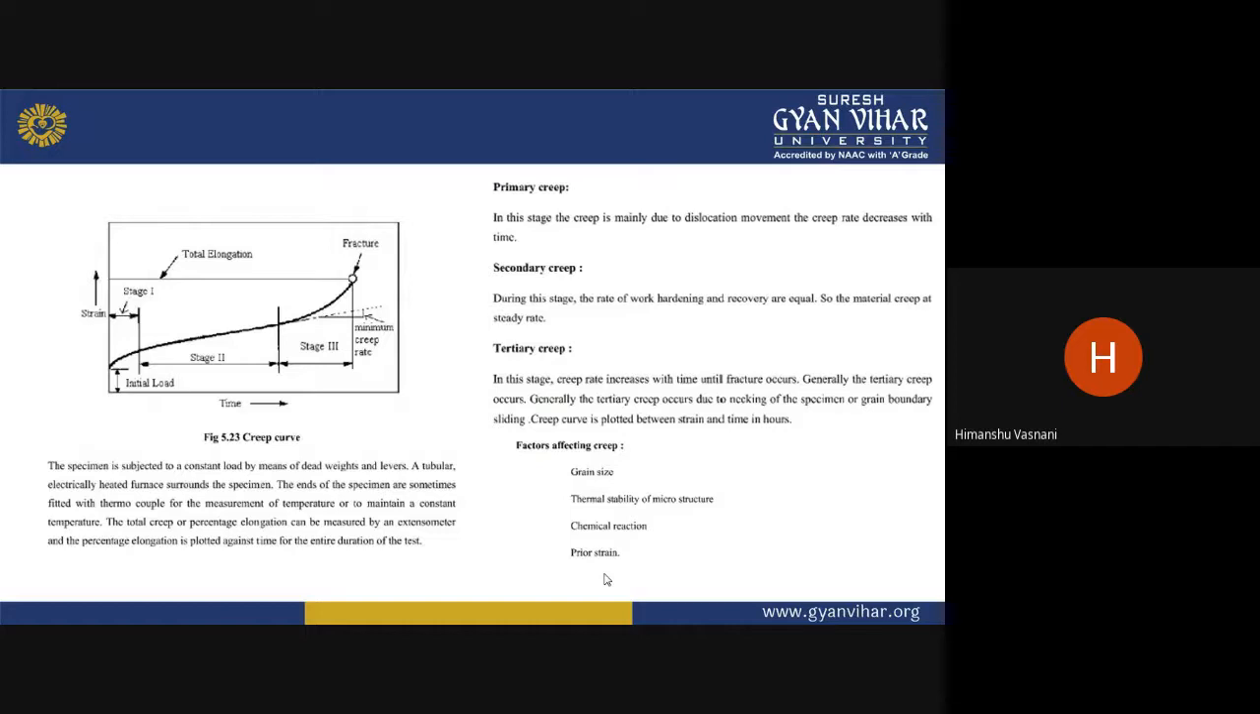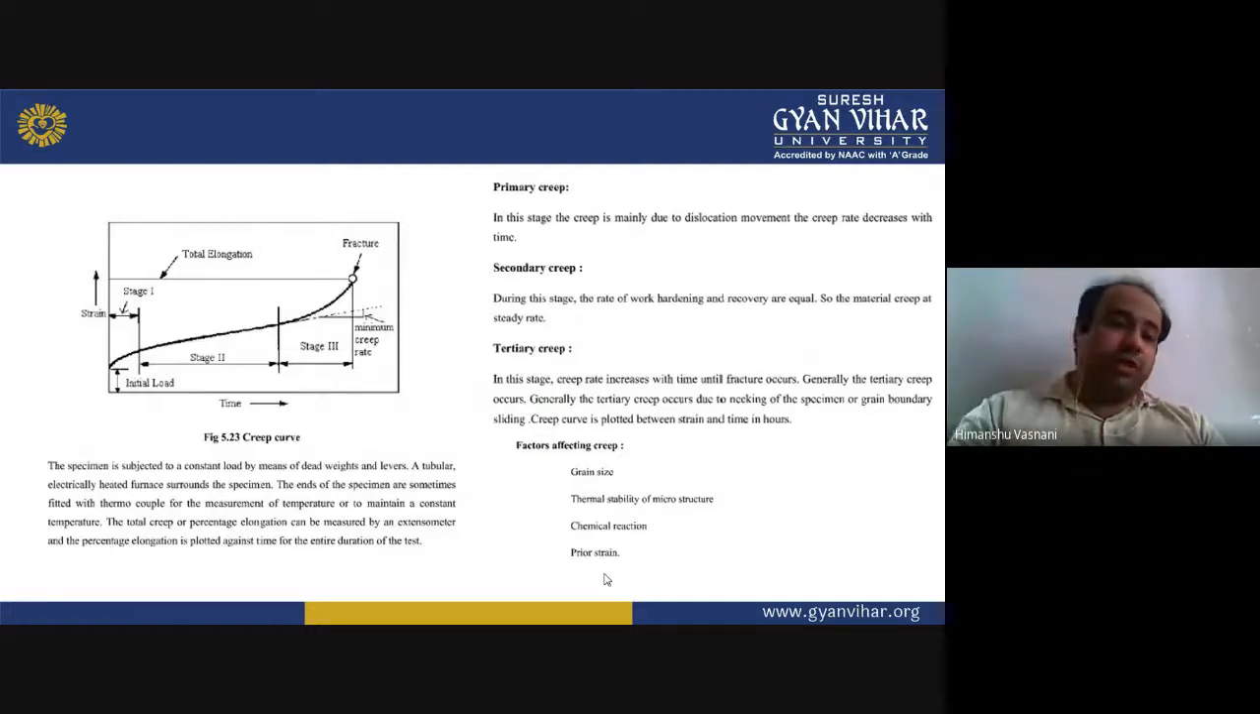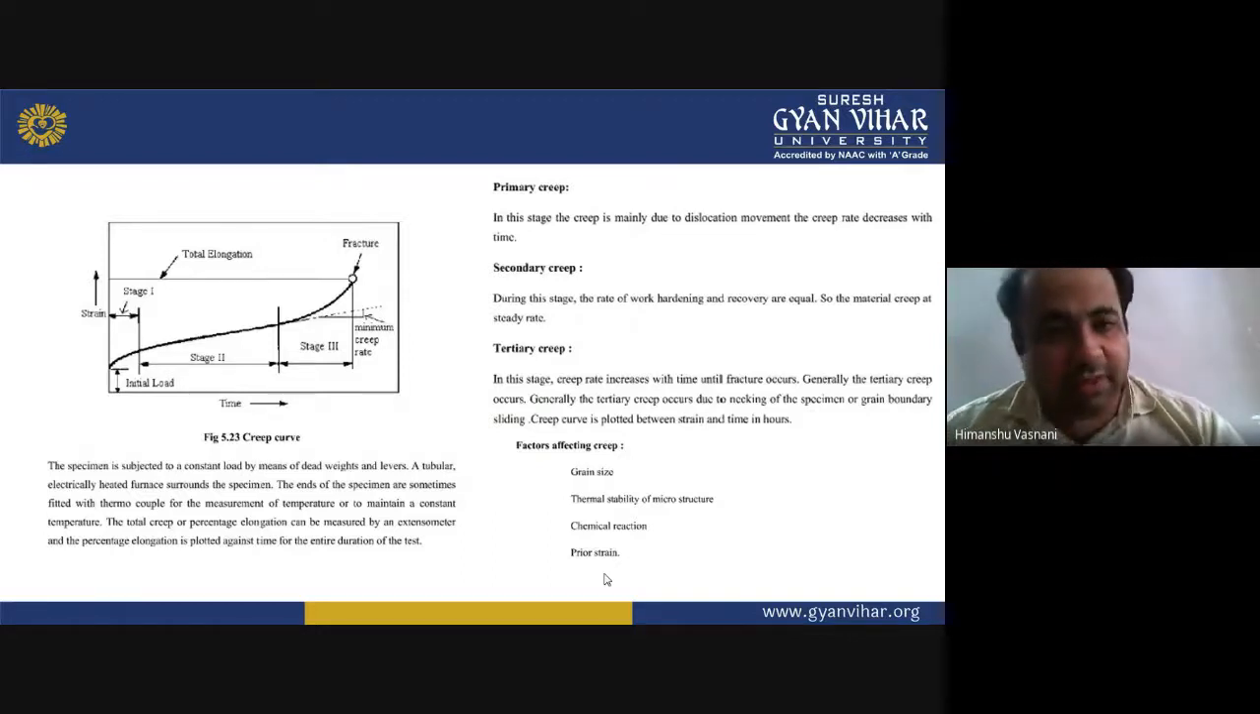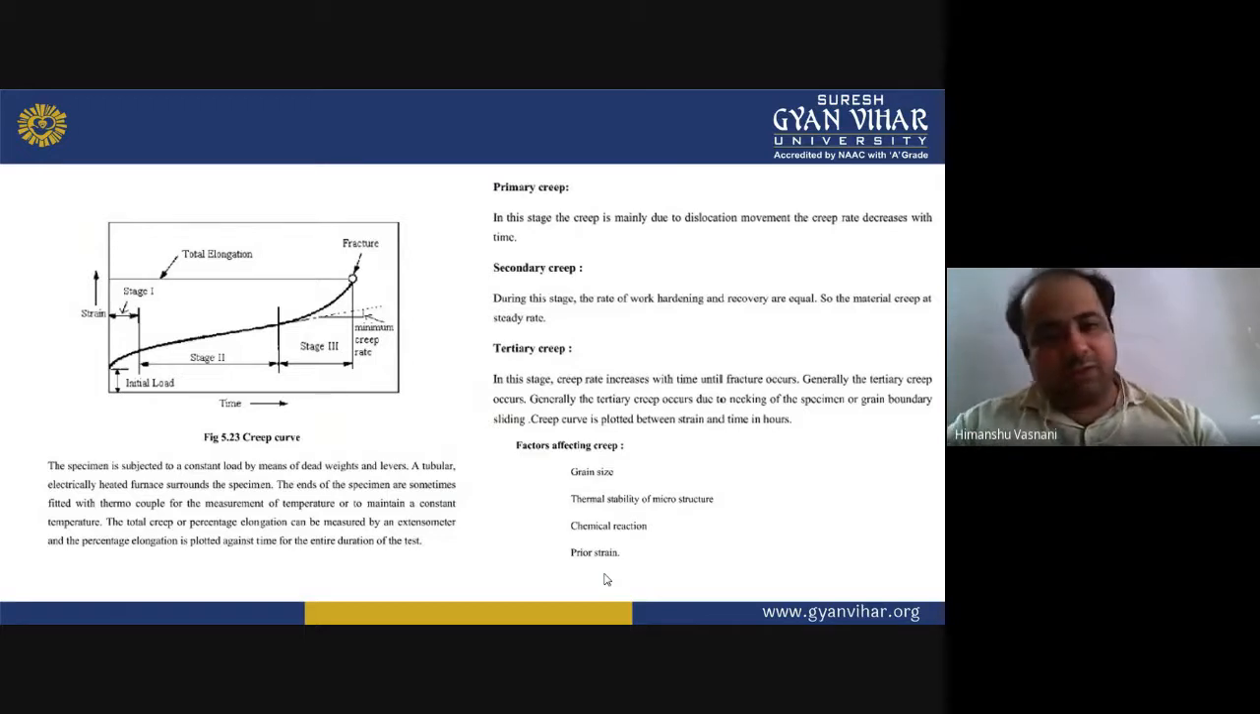The specimen is subjected to a constant load by means of dead weights and levers. A tubular electrically heated furnace surrounds the specimen. You have seen this in this diagram previously also. They say that the specimen is subjected to a constant load by means of dead weights and levers, and a tubular electrically heated furnace surrounds the specimen.